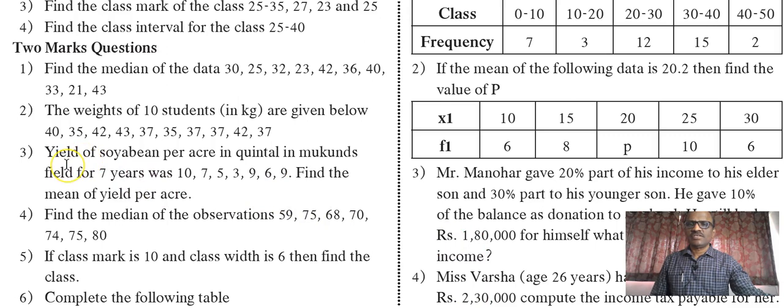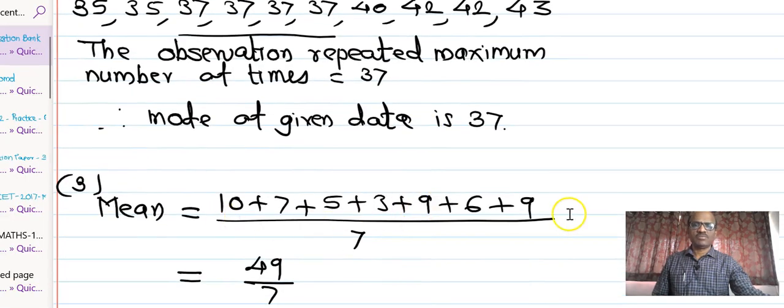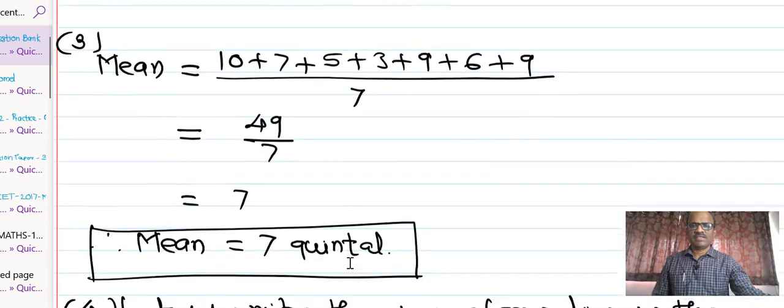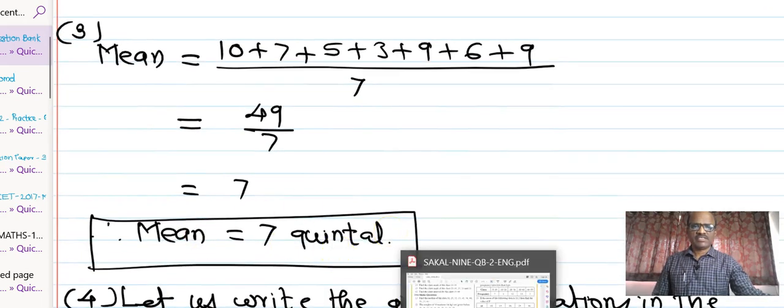Now, next question: the yield of soybean per acre in quintals in Mukund's field for 7 years was 10, 7, 5, 3, 9, 6, 9. Find the mean yield per acre. Simple question, we want to find the mean, the sum of all the observations divided by 7. Therefore, the mean is equal to 7. Now, next question.